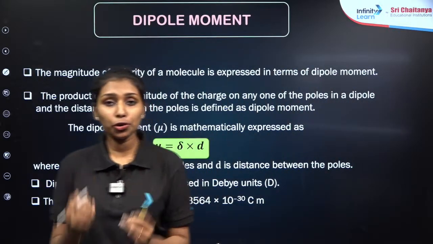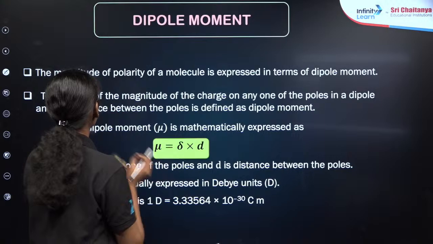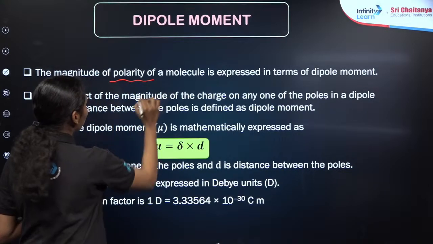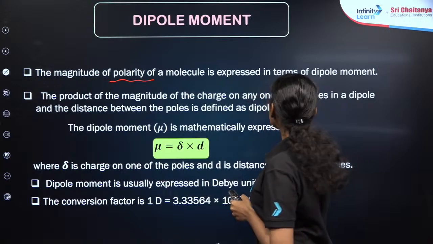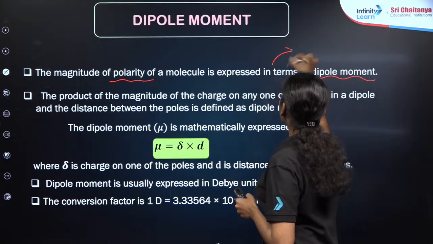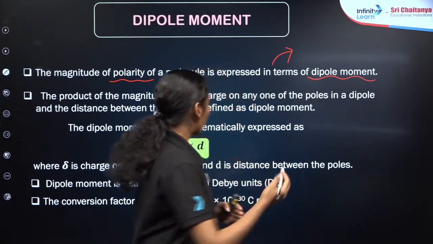Now, in order to measure the polar nature or the polarity of a compound or molecule, we use the next term known as the dipole moment, a term which is used to express the ionic character of a covalent bond.